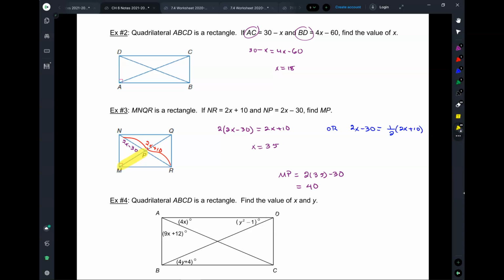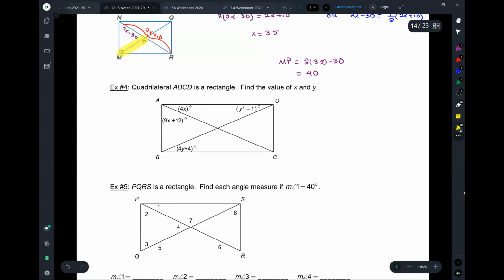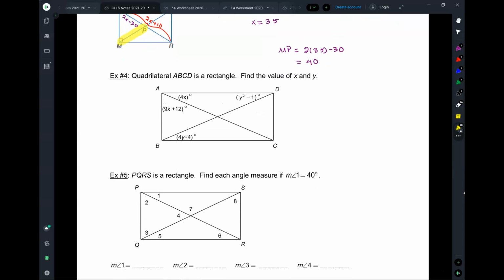That's the one that we didn't have any information on, but we know that the diagonals are congruent. And we know that the diagonals bisect each other. So we know that all 4 of these little bits are congruent to each other. Okay? Okay, so take a look at the next one.